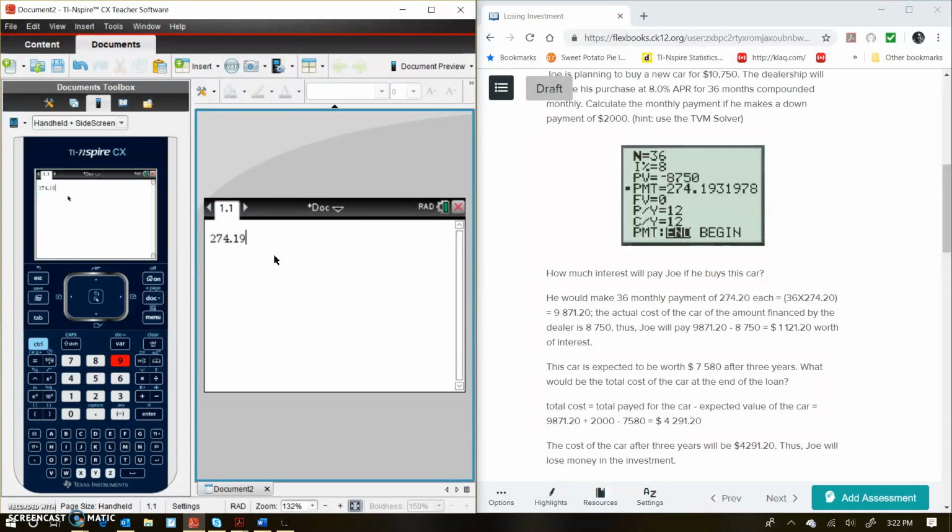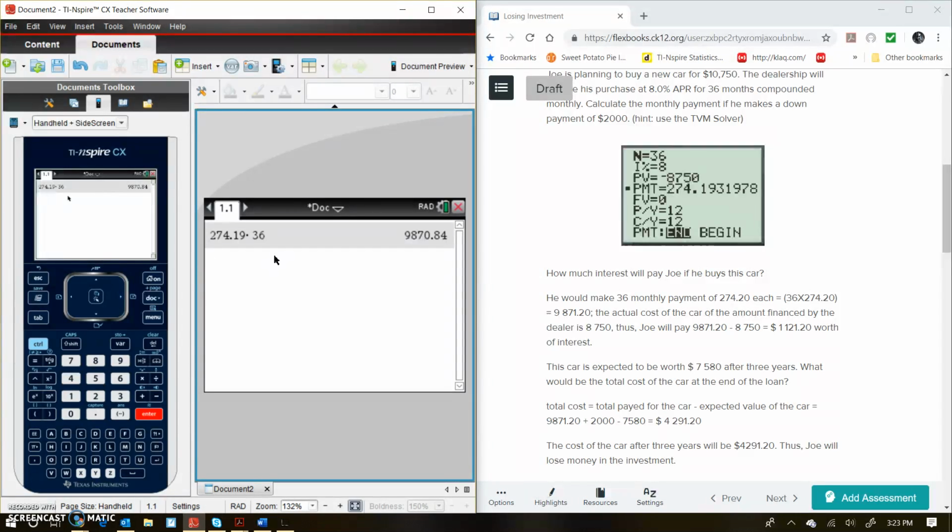When we do our calculations, we want to find out how much is in interest. So we're going to multiply that by 36 because they added finance charges to each one of these. So we paid a total of $9,870.84. This is how much we paid into it, and so now we have the car.